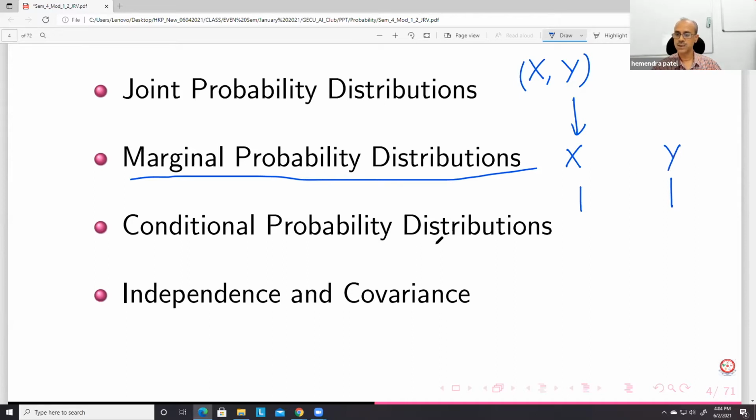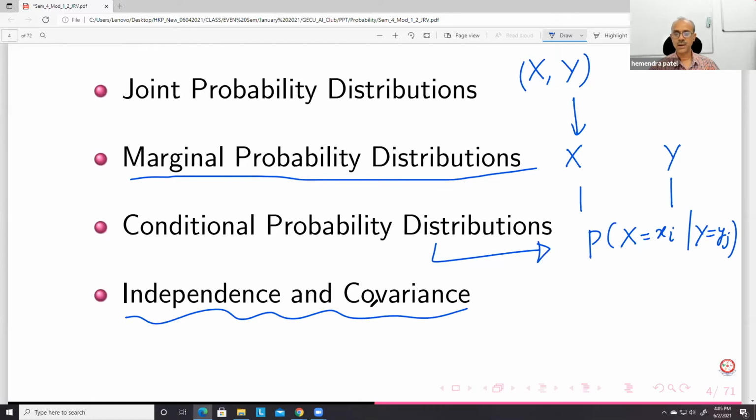And then as usual, conditional probability. For example, finding the probability of x equal to xi subject to y equal to yj. And then independence and covariance. When will the two random variables x and y be independent, and what is the dependency value? Covariance gives the value of their dependence. So these things we are going to see.